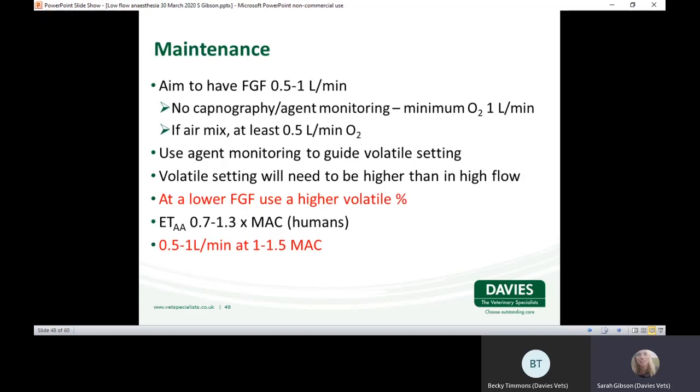So you can use agent monitoring to guide the volatile setting. The volatile setting will need to be higher than in high flow anaesthesia. So at a lower fresh gas flow rate, we need to use a higher volatile percentage than we would normally use. It's recommended in people that the end tidal anaesthetic agent is 0.7 to 1.3 times MAC. So I would suggest using a flow rate of 0.5 to 1 litre per minute at a MAC of 1 to 1.5 times MAC.